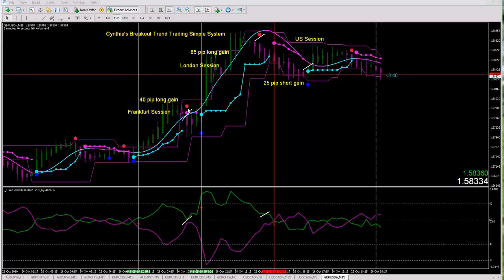And if you had ridden this up until the red dot, or the hot dot, appeared about the same time, and you have a purple candle, that's where you exit. That was a 40 pip gain, and that's before bedtime.